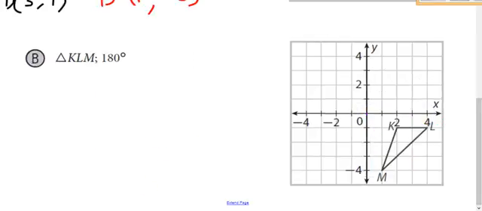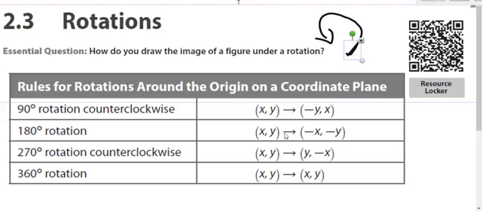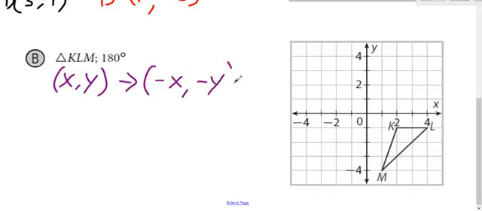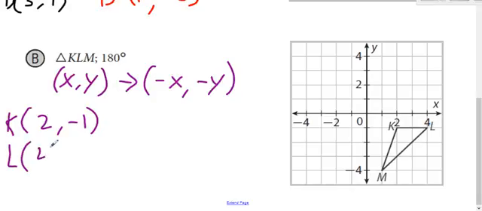So for the other example, 180 degree rotation. The rule is xy goes to negative x, negative y. So K starts out at the point 2, -1. L is 4, -1. And M is 1, -4.